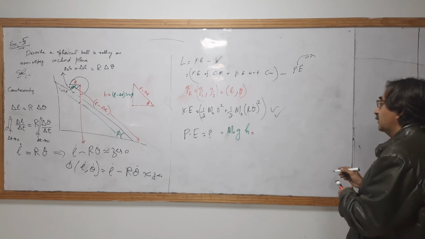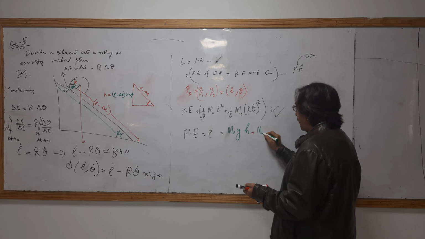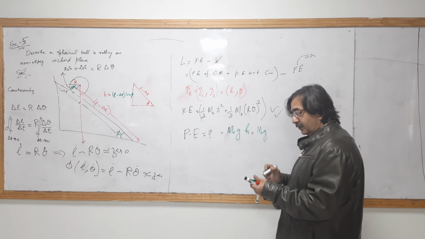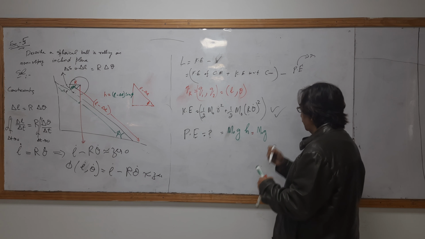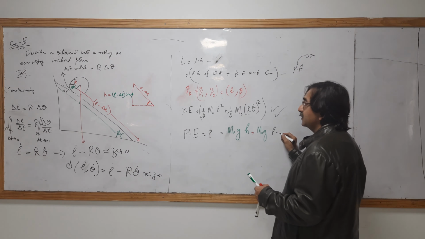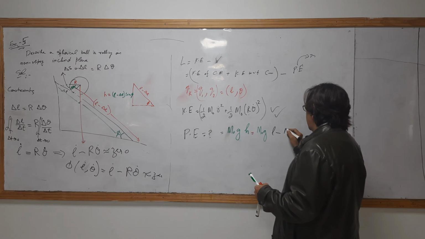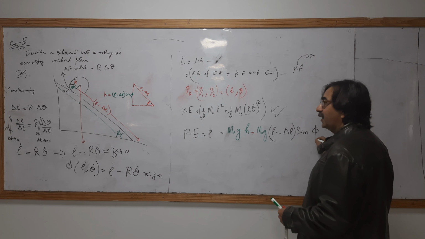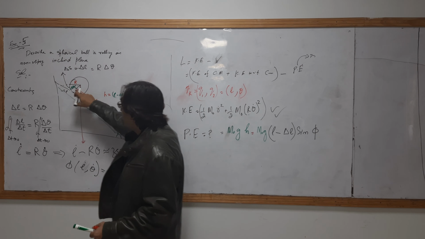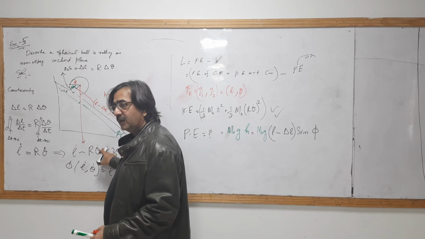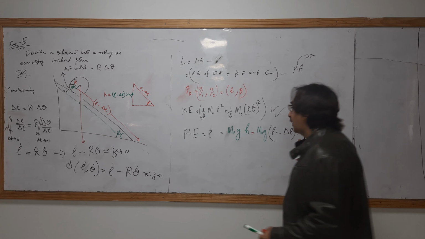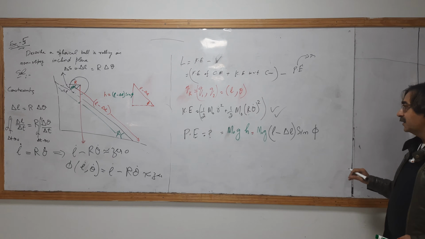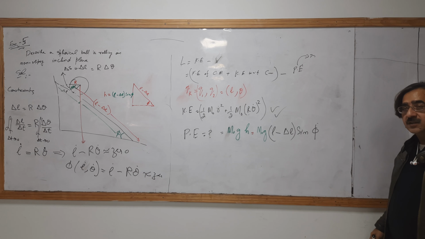So m naught g, L minus delta L. Actually, the length is this, and L minus this will be times sine phi, not theta. This is different and this is different; you must keep it in mind. This is phi, not sine theta. So this phi is constant with respect to theta.